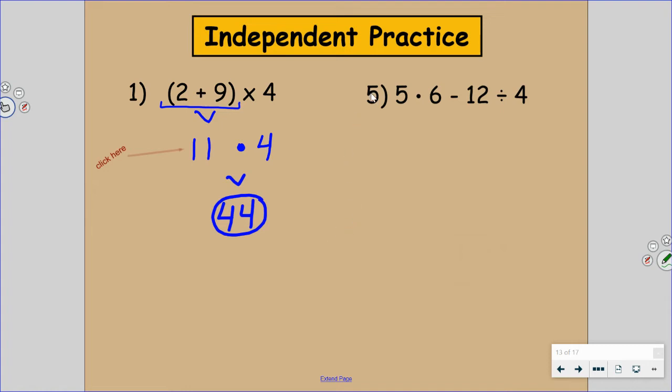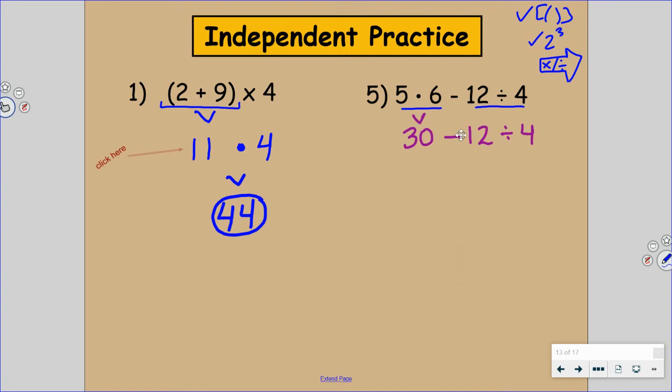Meanwhile, number 5. Now let me go back through the order of operations. I should have written it up here in the corner. Are there any grouping symbols? Nope, check. Are there any powers? Nope, check. Is there any multiply or divide? Ah, yes there is, but remember, these are equally strong. So when we see this, I see a 5 times a 6 and a 12 divided by 4, but wait a second. We have to go left to right. So the product of 5 and 6 is going to be 30.